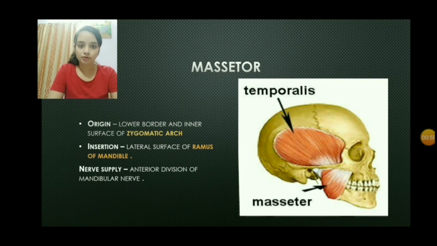Here is the point to be noted. All the muscles of mastication are supplied by the anterior division of mandibular nerve except medial pterygoid muscle, which is supplied by the main trunk of mandibular nerve. Alright?